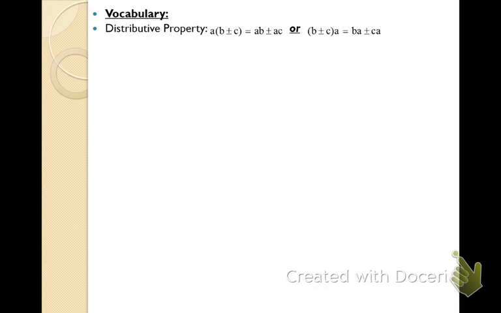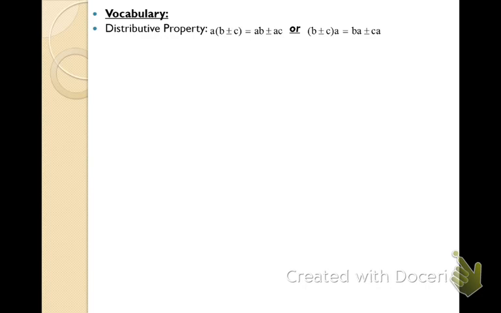Couple more things. Some more vocabulary for you real quick. All right. Distributive property. You guys know what the distributive property is. Some of you have already tried to use it. It's when a value is sitting outside a grouping symbol, like a times (b plus or minus c), and the a is sitting outside the parentheses.